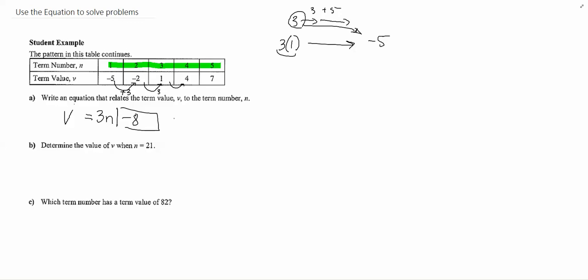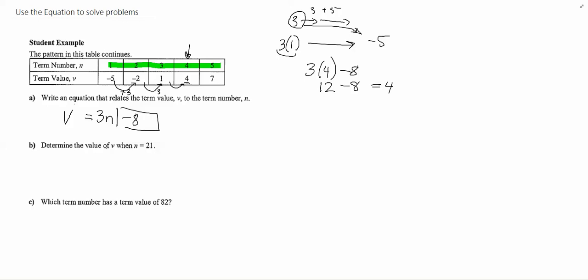So let's test it with this one. Okay, so 3 times 4 minus 8. 3 times 4 gives me 12, and then I'm going to subtract the 8. Oh yeah, that gives me 4, which is exactly what I want. So that's a good test. We could test every one of them, but we don't need to. So we have v is equal to 3n minus 8.